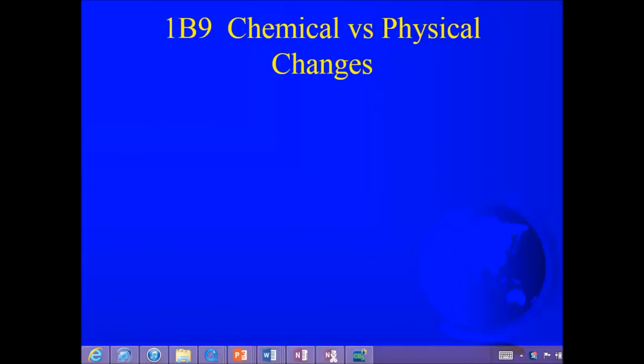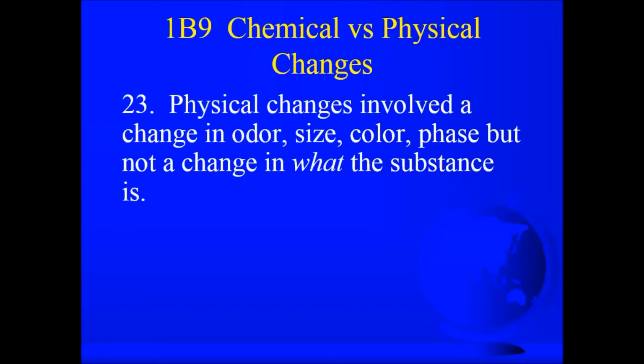Okay, so today we're going to start with target 1B9. What is the difference between chemical and physical changes? A physical change involves a change in the size, in the color, the odor, a phase, but not a change in what it is. Okay?